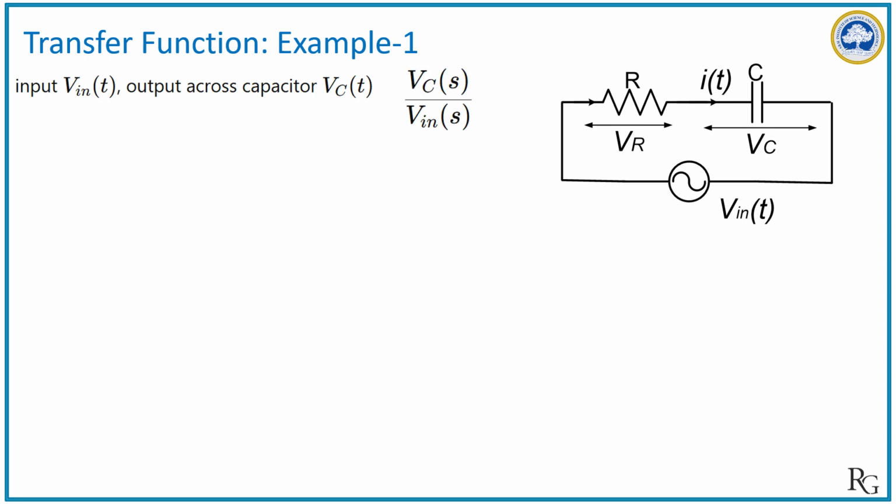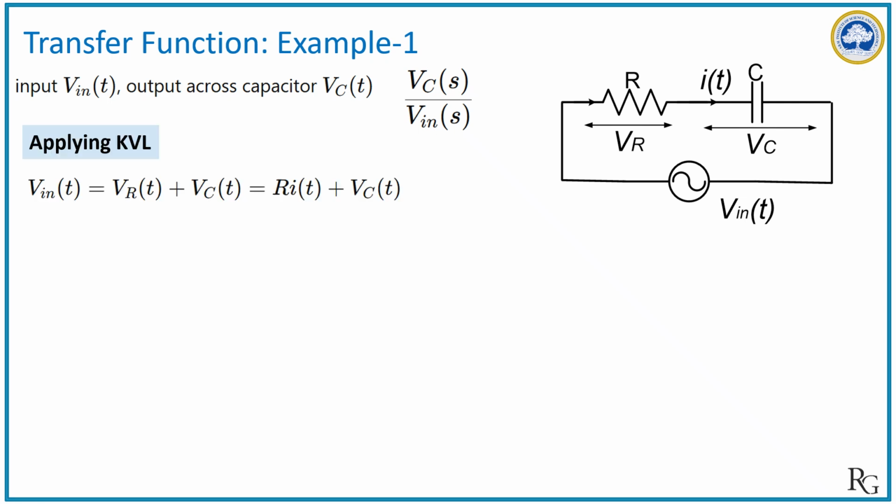So we have to calculate VC, the voltage across the capacitor, and Vin, the ratio of VC and Vin in the Laplace domain. That will be our transfer function. Simply, we will first apply KVL. As soon as we apply KVL, we get that the total applied voltage Vin is equal to the voltage across the capacitor plus the voltage across the resistance. We replace the voltage across the resistance with the respective resistance value and the current flowing through that particular resistance.